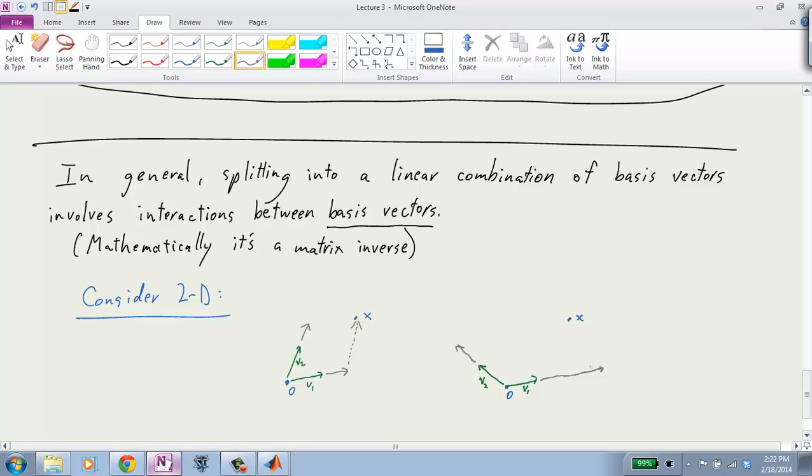So when I add these end to end, they get x. Now what I want you to notice is that even though I did not change v1, when I decomposed, I got a different coefficient for v1. Here I had to scale it much longer, and that was simply because v2 changed. That's what I mean by there's an interaction. In general, there's a lot of interaction. The coefficient for v1 doesn't just depend on v1 and x. It depends on the other vectors as well.